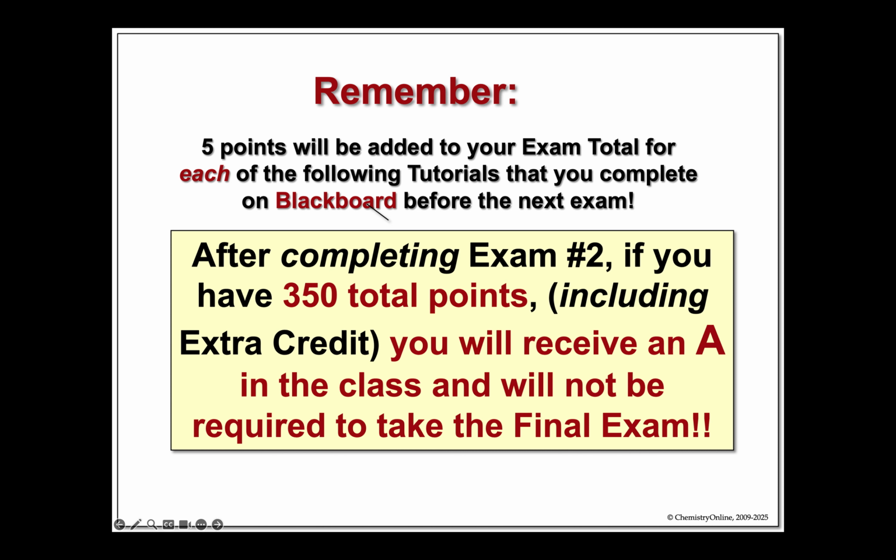We're doing tutorials now because everybody is in the hunt for 350 total points. This includes all the extra credit. If you hit 350 after taking exam 2, now you must take exam 2, even if you have 400 points. Still have to take it. You get an A in the class and no final.